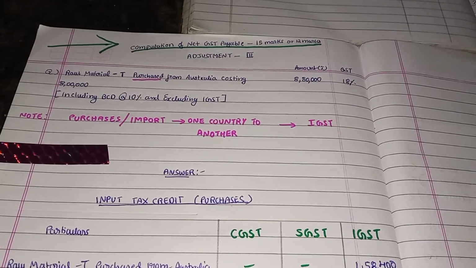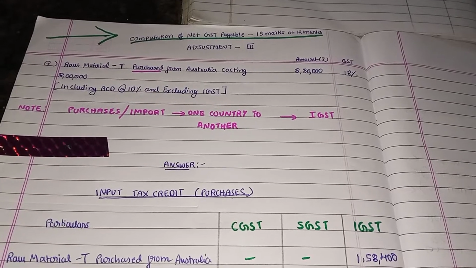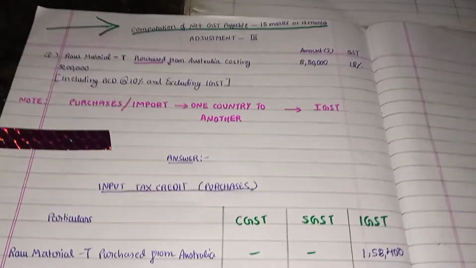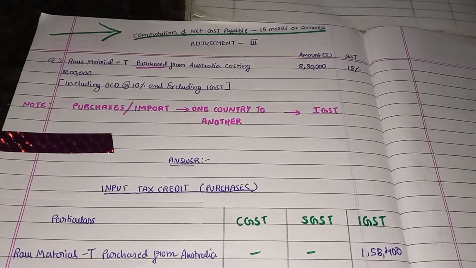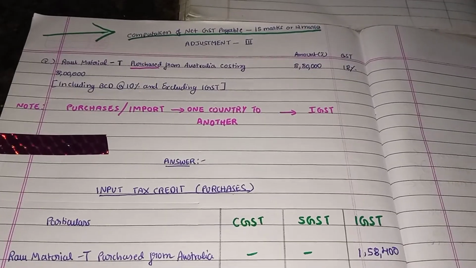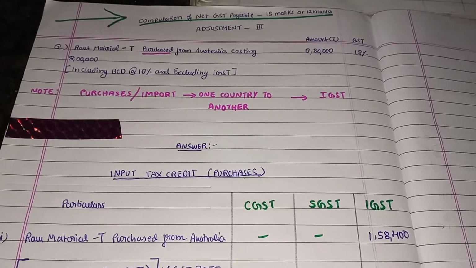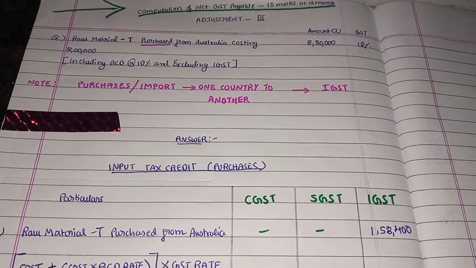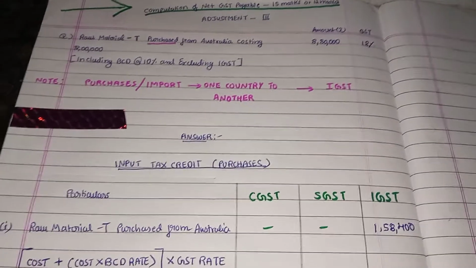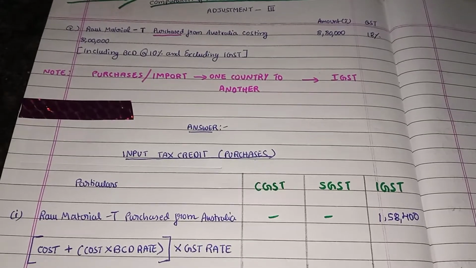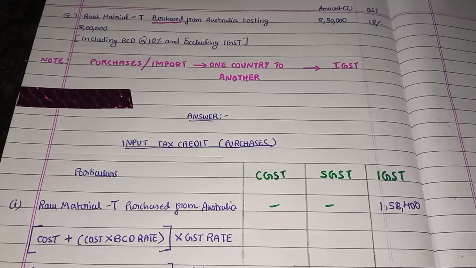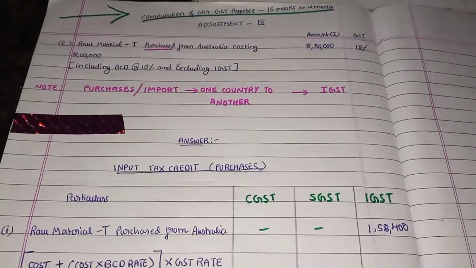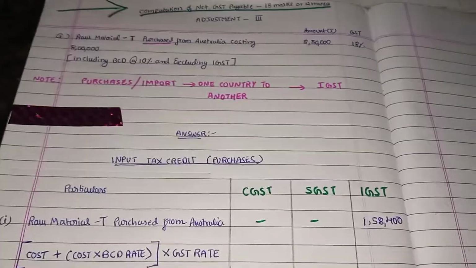For 15 marks, you will definitely calculate the computation of net GST payable. In the 15 marks, the calculation of net GST payable is done in two parts. One is output tax payable, that is sales. After that you should do input tax credit, purchases. You have to subtract input tax credit from the output tax payable, so you will get net GST payable. This is a 15 marks question.